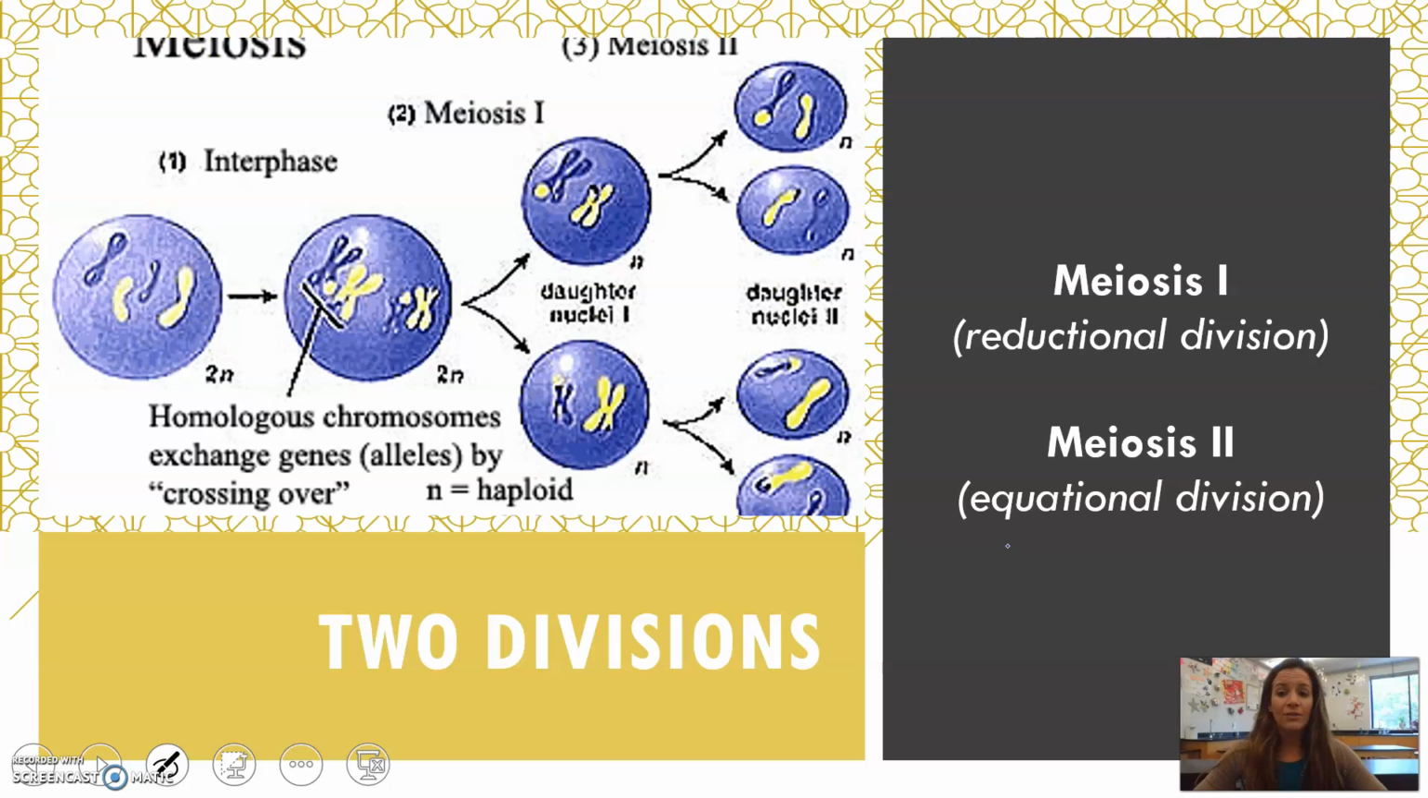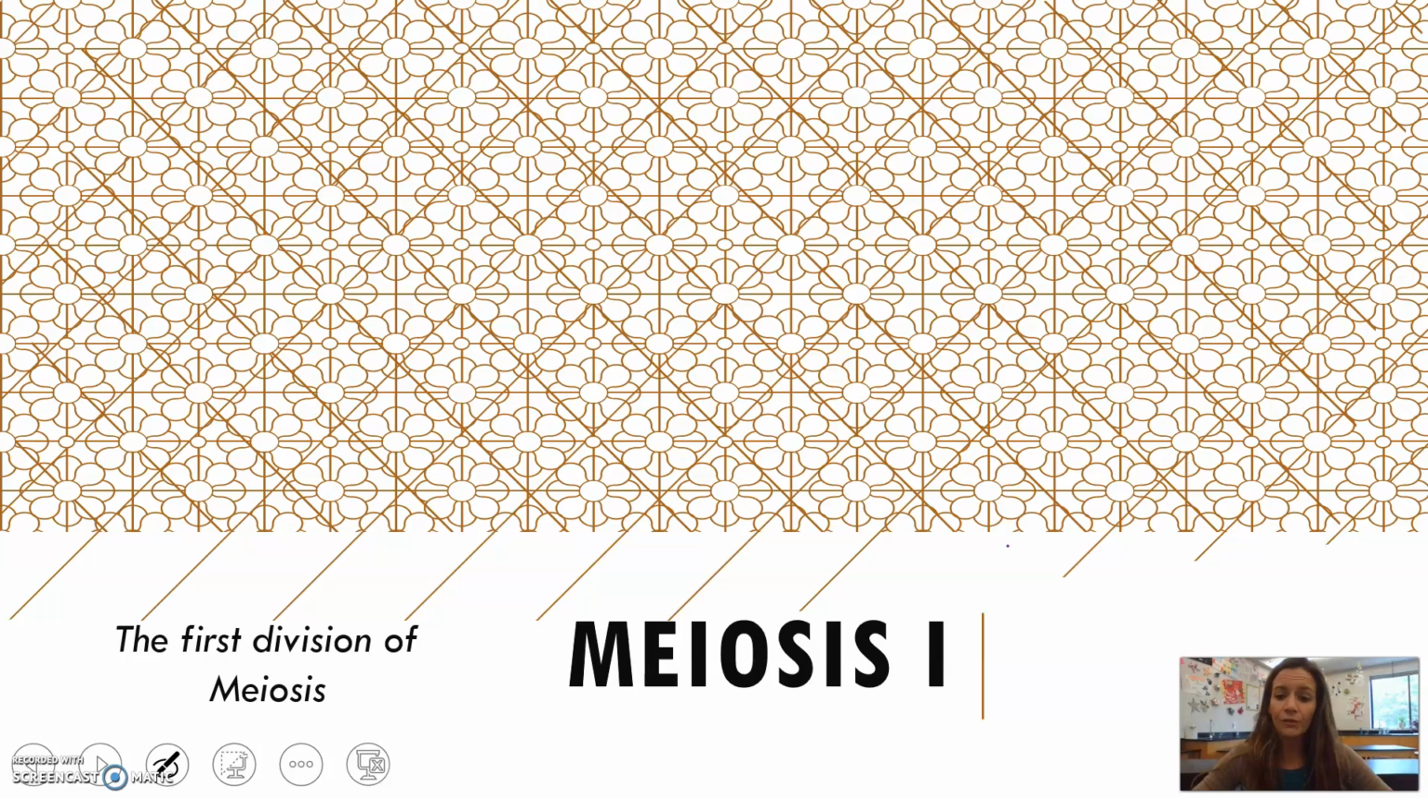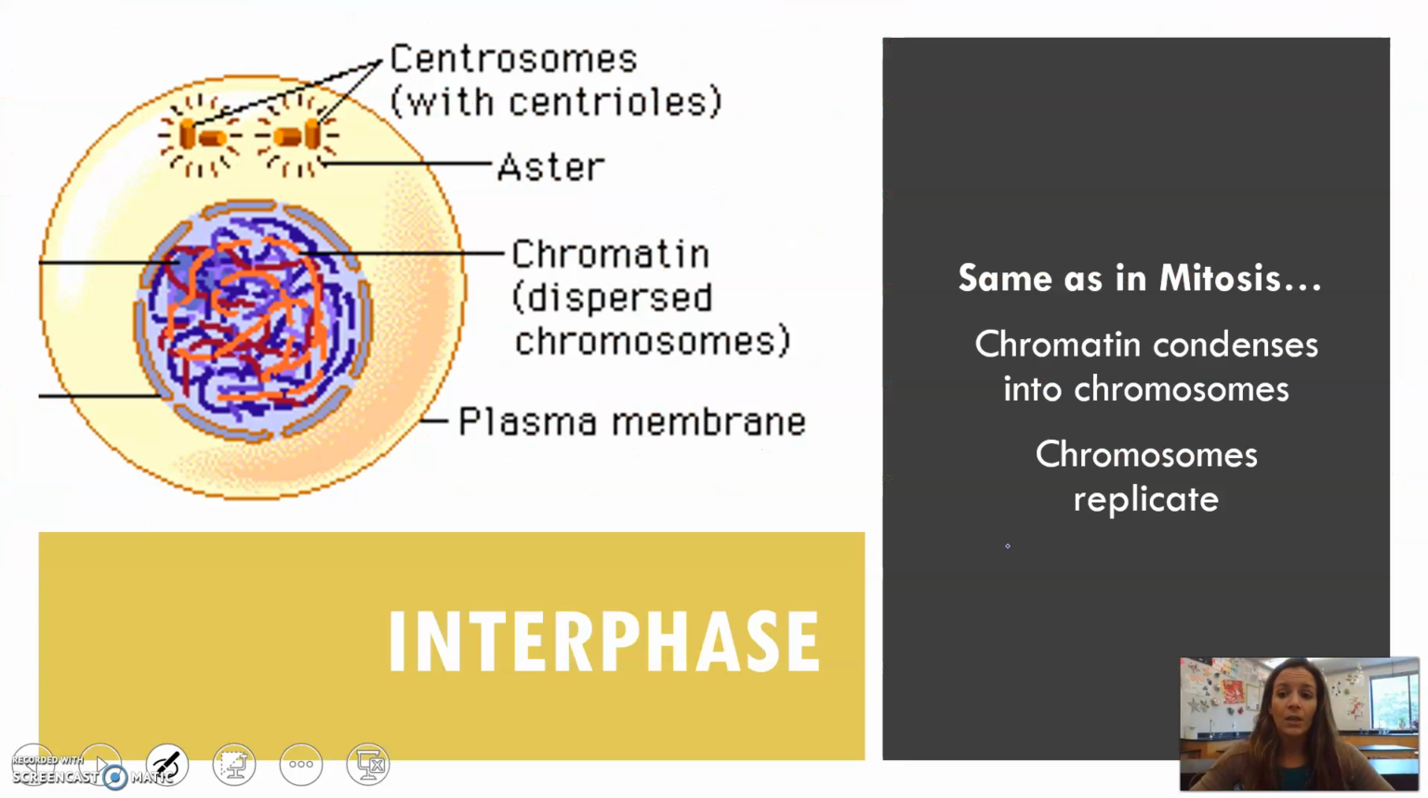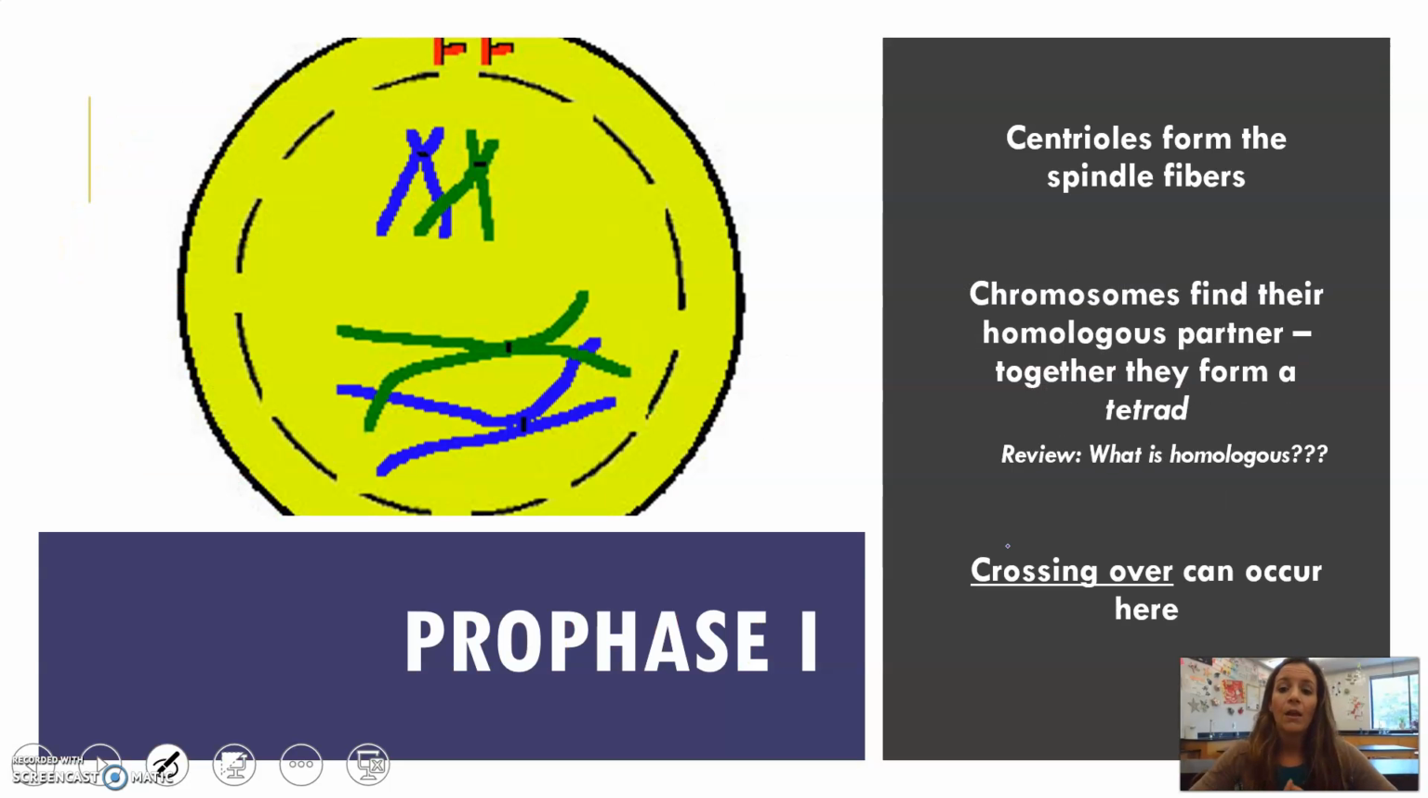All right, so now into the divisions. So there are two divisions of meiosis. There's meiosis I, known as reductional division, and meiosis II, known as equational division. So first up, meiosis I. So we start with interphase, and this is the same as mitosis. You have G1, you have S, you have G2, and in this stage, your chromosome condenses, it replicates, your organelles replicate. All of those things happen just like it would in mitosis.